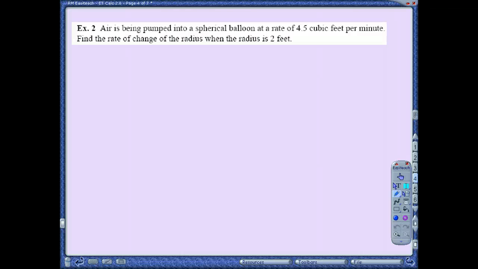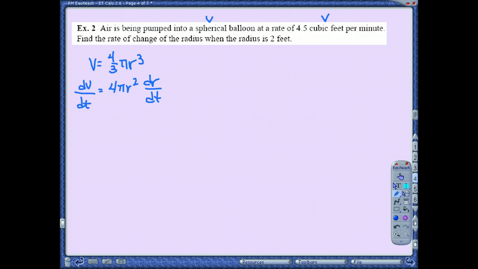So if they say it's a sphere, we're going to say it's a sphere. That tells us its volume, but so does this, cubic feet per minute. It's a cubic unit. That also tells us volume. Well, the volume of a sphere is 4/3 pi r cubed. We want to differentiate with respect to time, so the derivative of v is dv over dt. The derivative of 4/3 pi r cubed, r is the only variable, so bring that 3 down in front. So that's going to be 4 pi r squared dr dt.